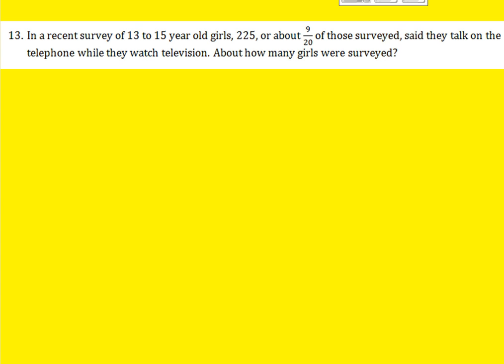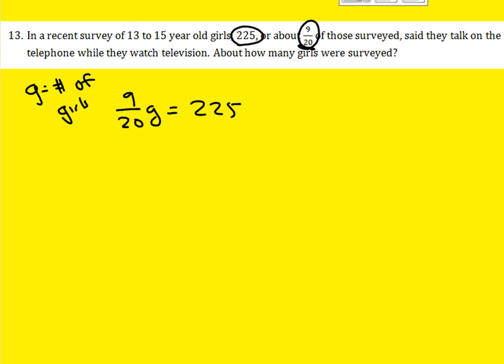So in a recent survey of 13 to 15-year-old girls, 225, or about 9/20ths of those surveyed, said they talk on the phone while they watch television. How many girls were surveyed? So remember, 225 is 9/20ths. So 9/20ths of all the girls surveyed is going to be 225. All right, we're letting G be the number of girls. So 9/20ths of G is going to be equal to 225.